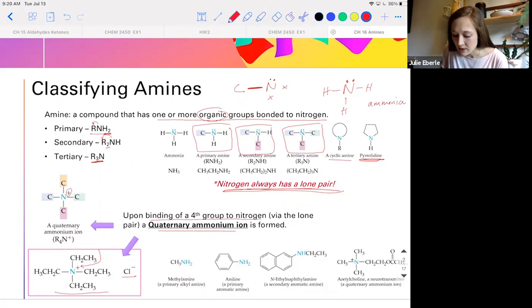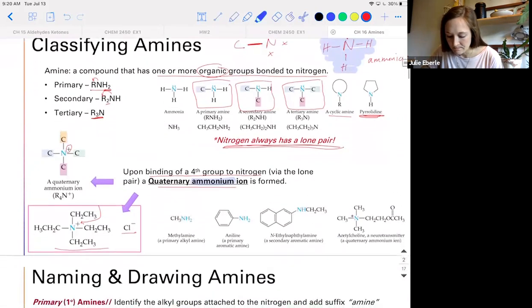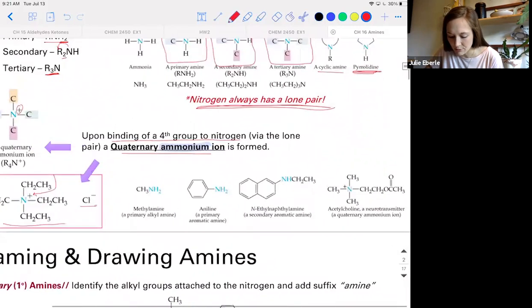Okay, so the reason that we say this is a quaternary, I'm going to highlight it, ammonium ion is it's a derivative of ammonia. All of these amine structures are derivatives of this original simplified ammonia right up here. Here's just some examples. I just threw this figure on here to show you some examples.